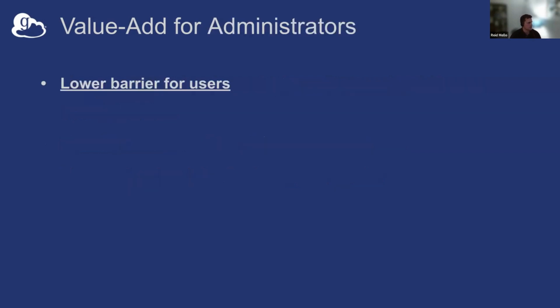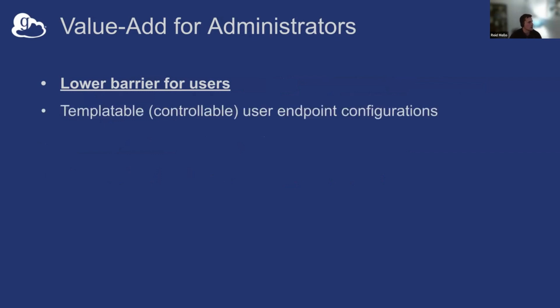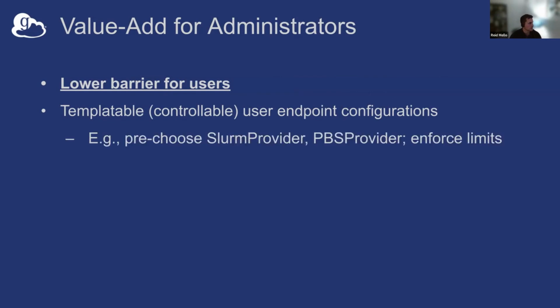So, value add for administrators. For the reasons I just went over and some that I'll cover, there's a lower barrier for users. It gives a templatable user endpoint configuration, which gives the admin control. I'm going to go into that in a little bit. Some examples: the admin might pre-choose the provider, so Slurm or PBS provider, for example, so they don't want the user to be able to change that. They might set certain limits on scaling configuration, but then maybe allow the user to specify their account or some other kind of variable.